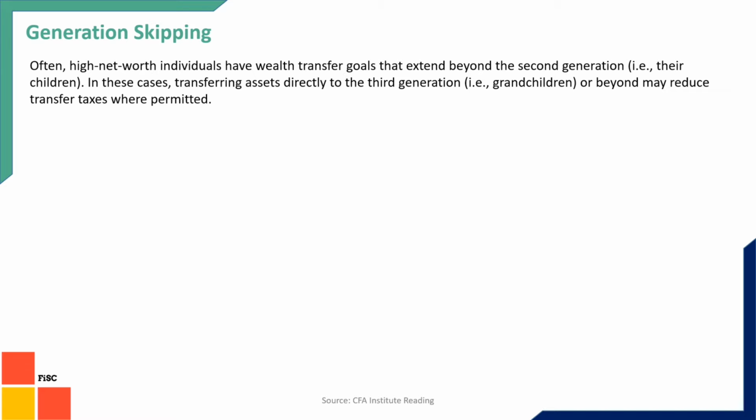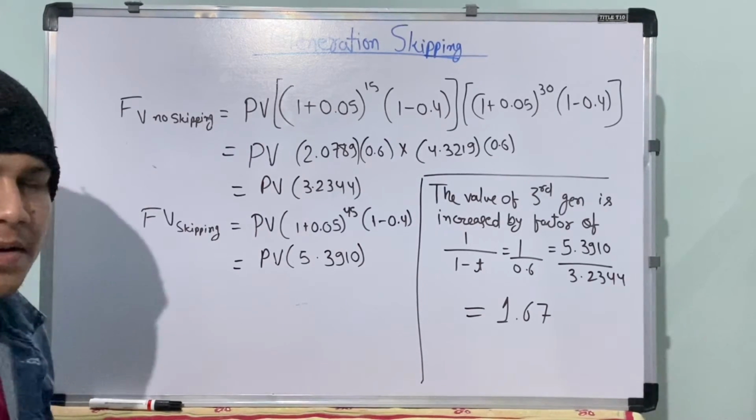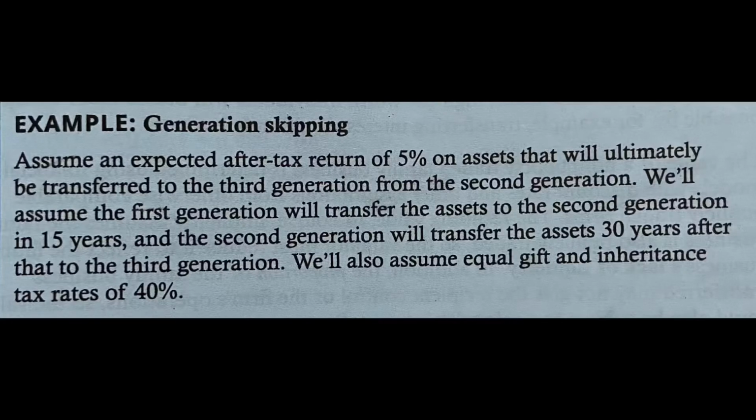So here we will look at it in an example. Now we will look at an example of generation skipping. The question you can see on your screen is: assume an expected after tax return of 5% on an asset that will be ultimately transferred to the third generation from the second generation. We will assume that the first generation will transfer the assets to the second in 15 years and the second will transfer it to the third in 30 years. Tax on inheritance is 40%.